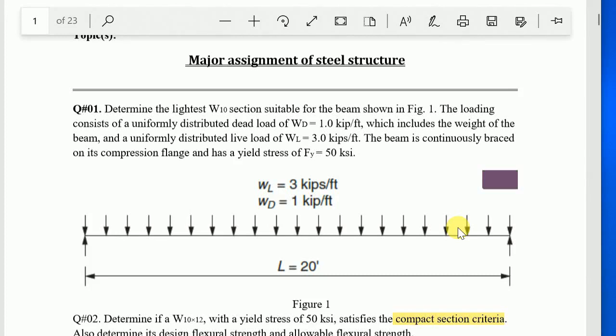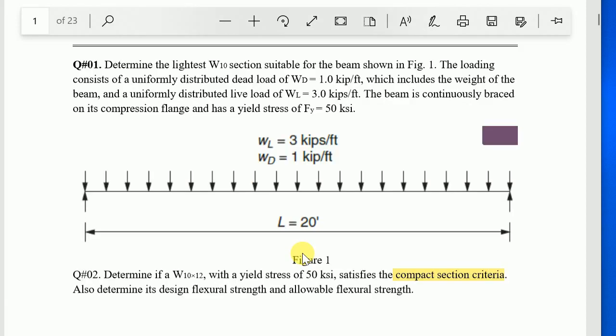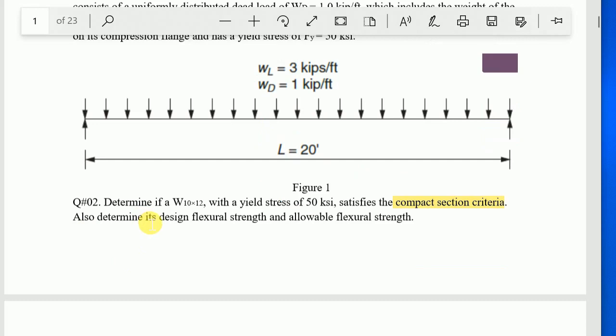Students, in this lecture, inshallah, we will discuss question number 2. As in questions number 1 and 2, we covered question number 1 of the major assignment, and right now we see question number 2. So, this is an analysis question.